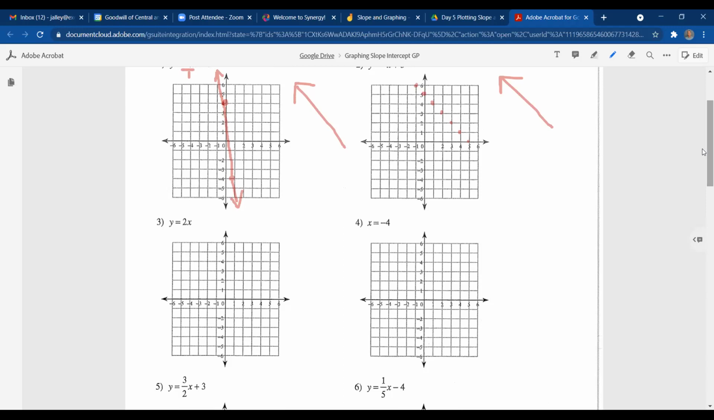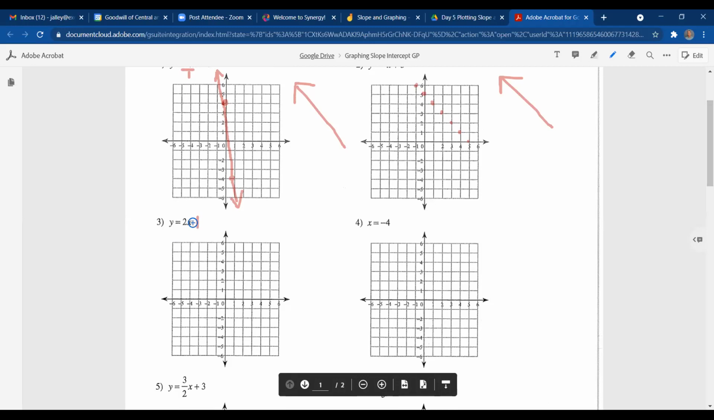Anybody see a number where B is supposed to go? This equation just says y equals 2x. Where's B? And so what does that tell you? 0. It is on 0. That's exactly right. Thank you.